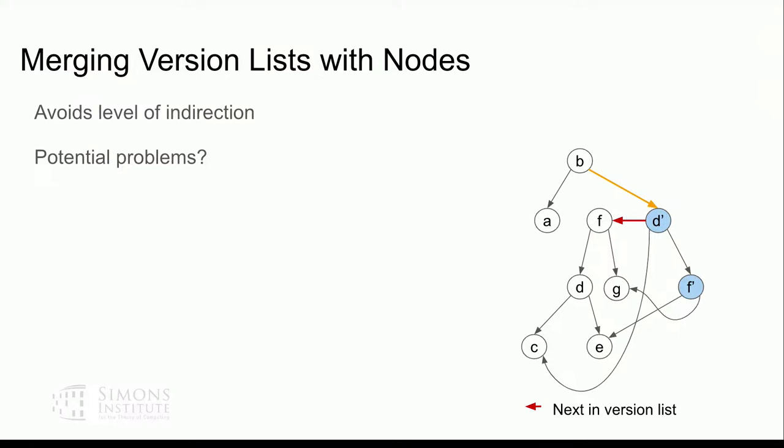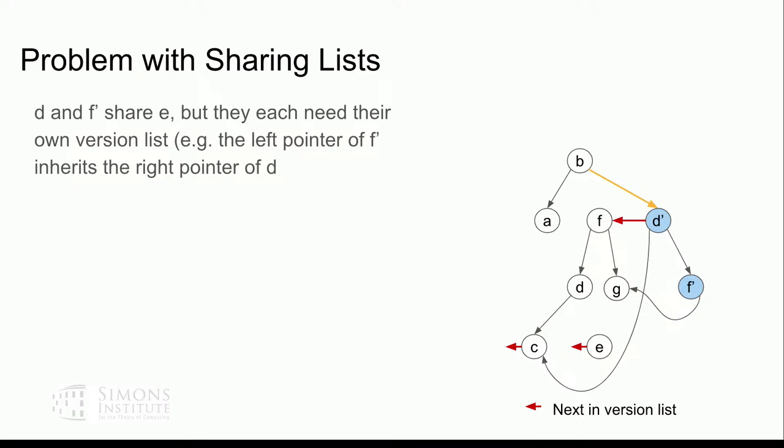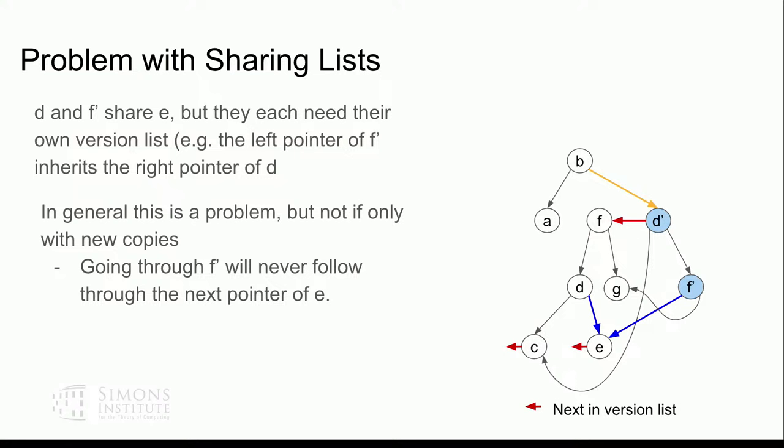Okay, and the reason it's not obvious that this is correct, and it wouldn't be correct if we didn't do the copying, is that now what we have is two nodes which both point to E here, and they already have one version list. Well, before F prime had a version list and D had a version list, and they're very different over time. So it looks like, well, we can't share this version list here, okay?